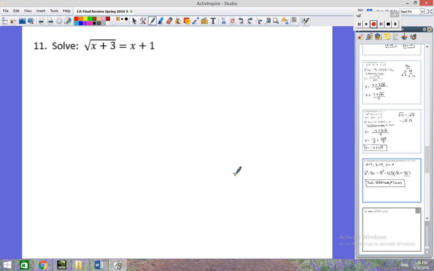All right, so here we have an equation, a radical equation. The radical is by itself. That's always what we have to do, get that radical by itself. And the technique is to square both sides of the equation to get rid of the radical. So on the left-hand side, the radical goes away and we have x plus 3. On the right-hand side, this means x plus 1 times x plus 1.